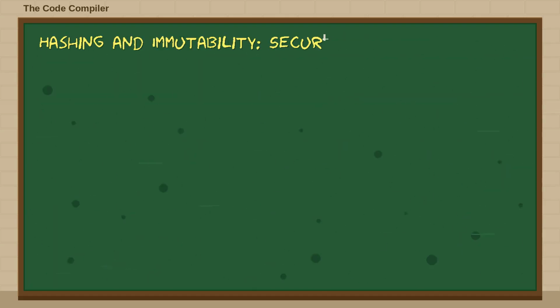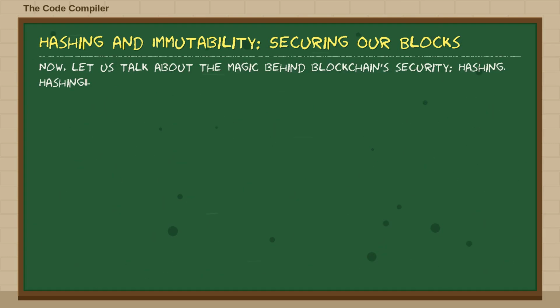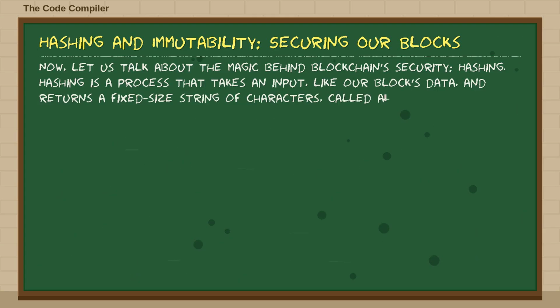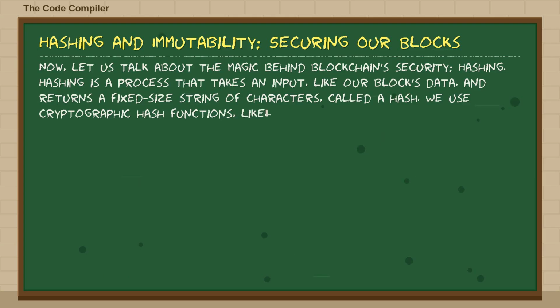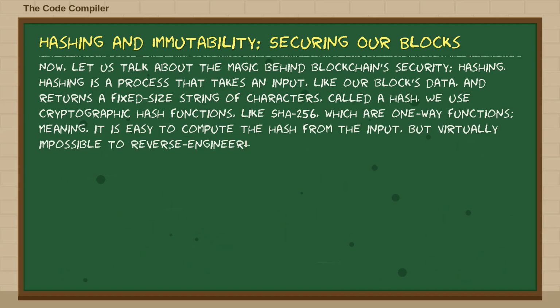Now, let us talk about the magic behind blockchain's security: hashing. Hashing is a process that takes an input, like our block's data, and returns a fixed-size string of characters, called a hash. We use cryptographic hash functions, like SHA-256, which are one-way functions, meaning it is easy to compute the hash from the input, but virtually impossible to reverse engineer the input from the hash. A tiny change in the input data results in a drastically different hash. This property is what ensures immutability.